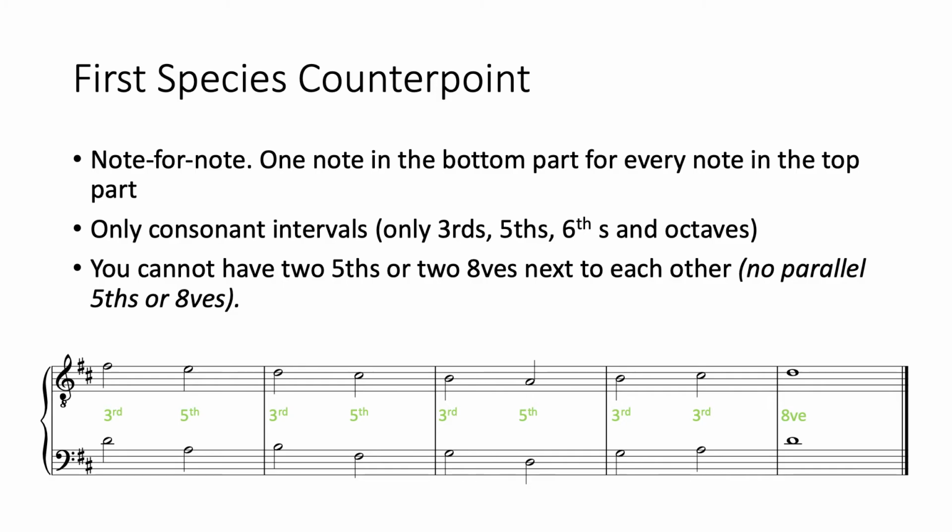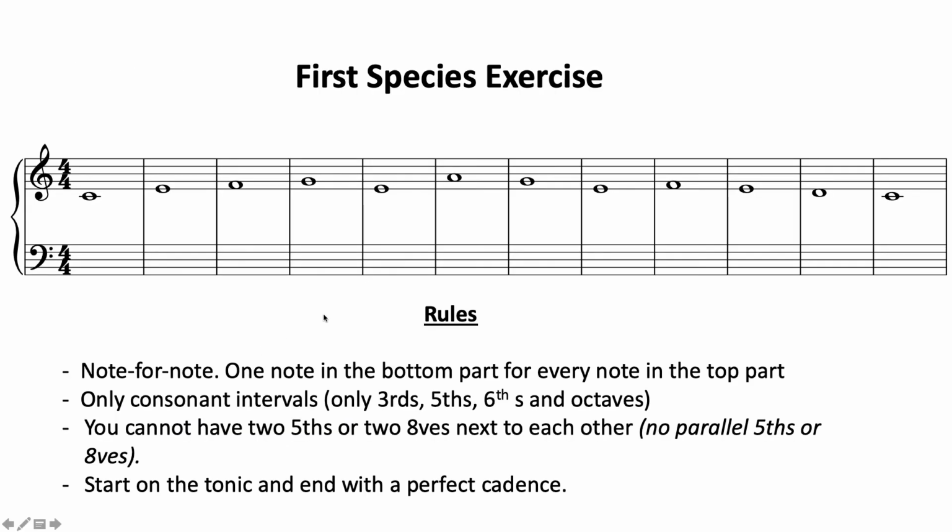So what we're going to do is try a first species counterpoint exercise. There's the top part. The top part is given to you, and the given part is referred to as the cantus firmus. It's the given line. So you're going to try writing a bass line for this top part, making sure that it's note for note, one note in the bottom part for every note in the top part. In this case, your notes are going to be semibreves, so you'll have a semibreve in each bar.